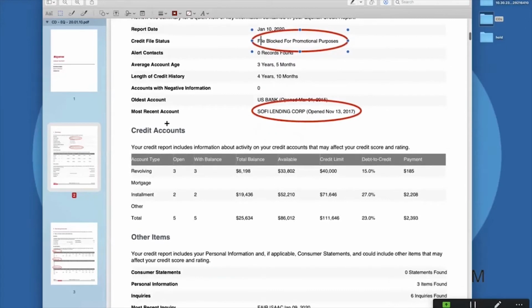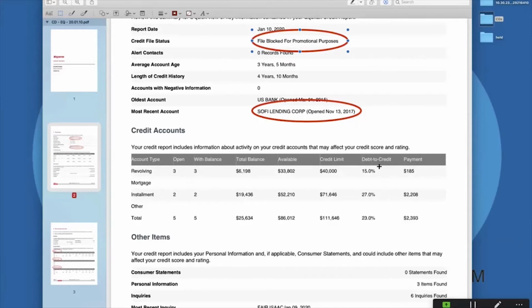Now, when you look at the credit accounts, notice that the revolving accounts show how many are open, balances, what the total balances are between all three revolving accounts, what the available credit is, and what the total credit limits are between all three of those. And your debt, they call it debt to credit. This is Equifax's term for utilization.